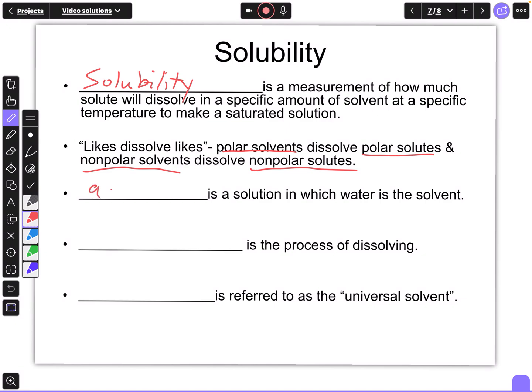Next, we have aqueous. That is a solution in which water is the solvent. And then solvation is the actual process of dissolving. And then water is referred to as the universal solvent because water will dissolve more substances than any other solvent by far. So that's why we refer to it as the universal solvent.